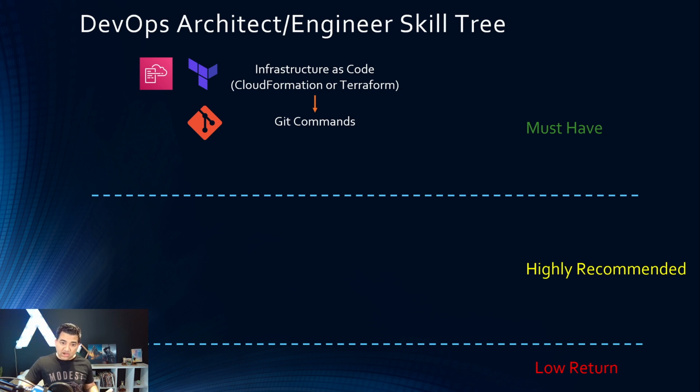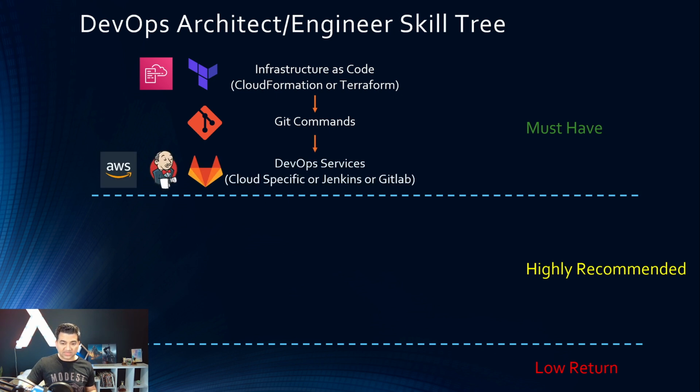Next, you must know how to work with Git commands. So you don't need to be the master of all Git commands, but at least you need to know the basic ones, how to check in, check out, fork, branch, etc. Next, you need to know at least one DevOps service, and you need to know it well. So you can either pick cloud specific. So if you are working in Azure, GCP, AWS, you can learn their DevOps service. So for example, if you are working in AWS or if you are going for AWS jobs, you can learn AWS CodeBuild, CodeCommit, CodePipeline, or you can learn Jenkins or GitLab.